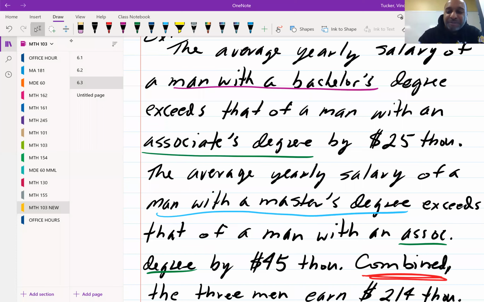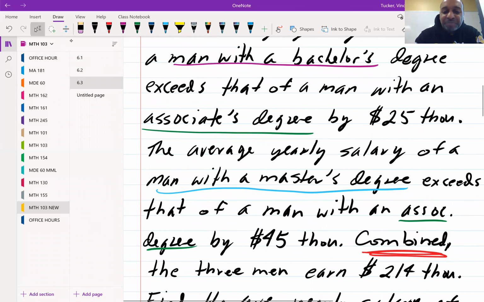You'll always be able to reference this if you like. You have the videos, and I pulled these problems right from the examples in 6.3, so you can always go there as well. So let's go ahead and walk this thing out.